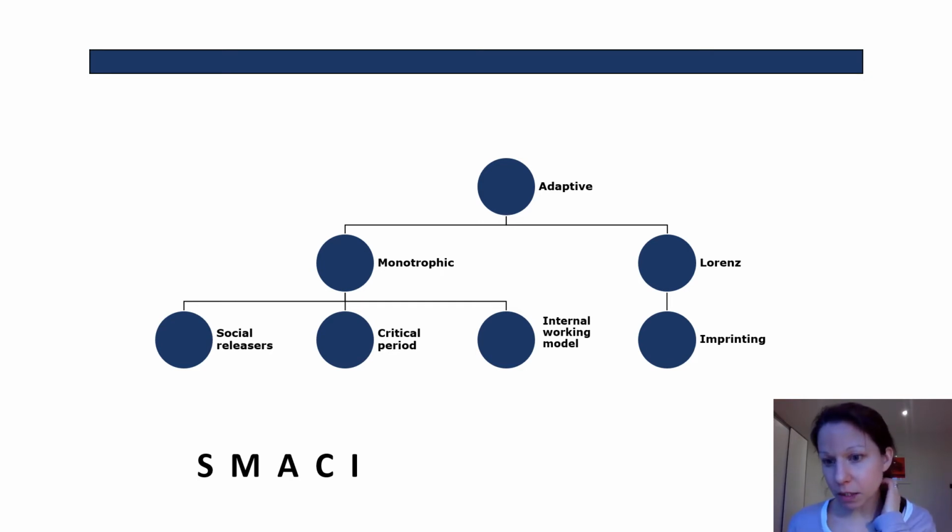So Bowlby called these social releases, and examples would be crying, physical features, the shape of the face, the smiling. It's two-way. Remember, an attachment is a two-way bond, and these social releases work two-way. It's releasing in the mother an emotional response to a physical feature of the infant. And he says this is built into us. So this lovely newborn baby has already got built into it a mechanism to make mum care for me.